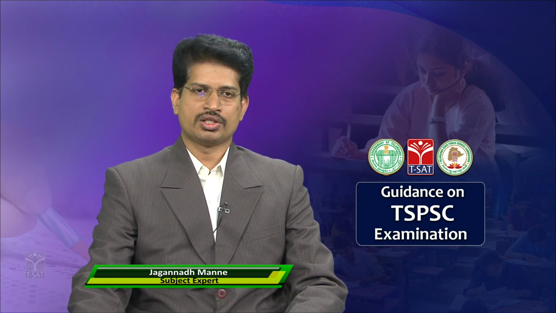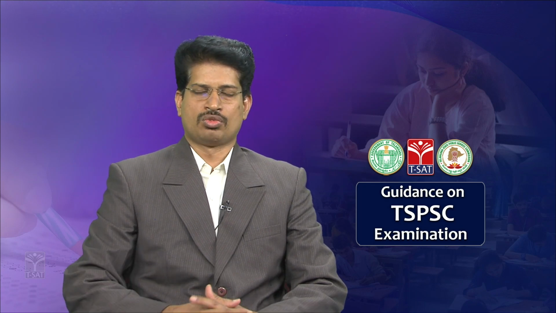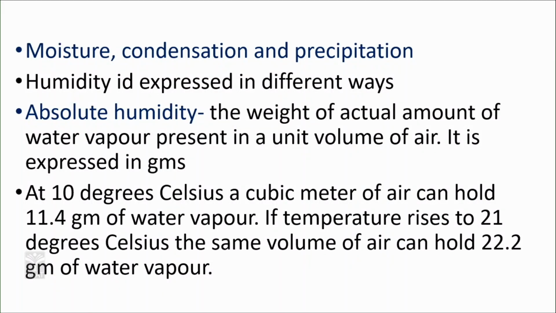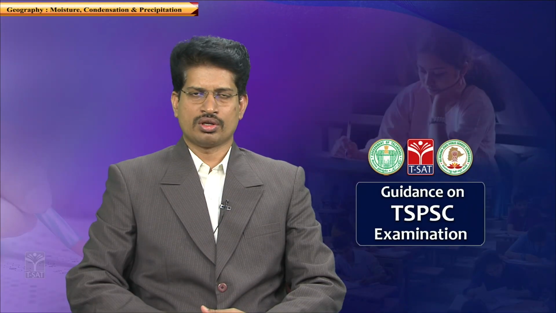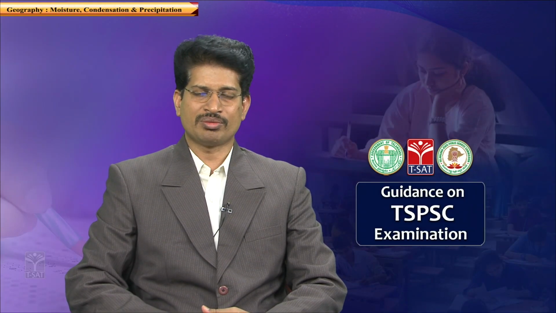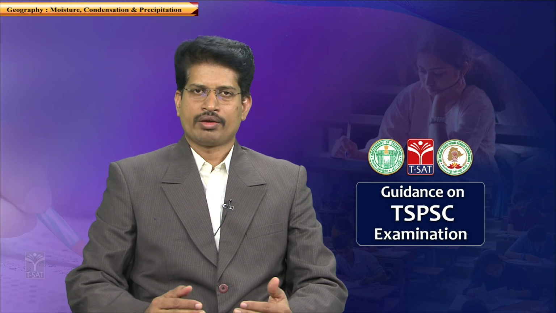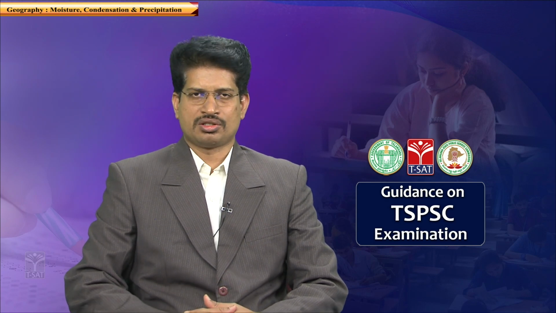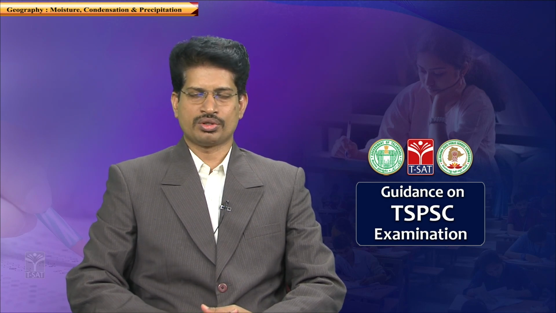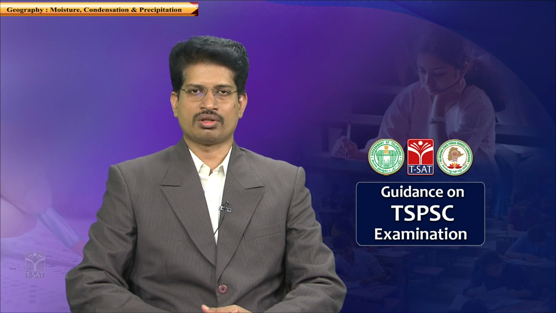So, here in this context, moisture is the amount of water vapor present in the atmosphere. Humidity is expressed in different ways. So, the moisture or the humidity is the amount of water vapor present in the atmosphere, and it is expressed in different ways. What are the different ways this existence of moisture in the atmosphere can be explained? Different kinds of questions are asked regarding the availability or the measurement of moisture in the atmosphere.